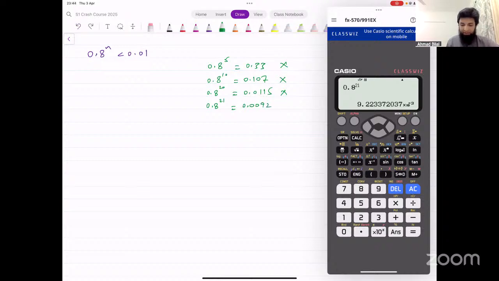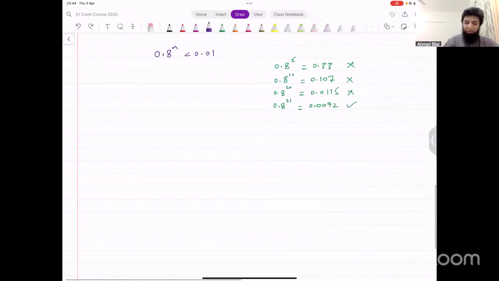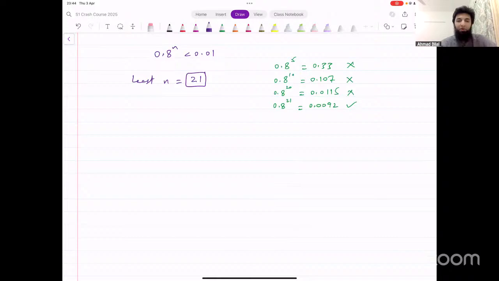Is that less than 0.01? Yes, that is less than 0.01. So 20 did not work, 21 worked. That's the least possible value of n that makes this probability less than 0.01. So you say the least value of n is 21, and that's your final answer, 21. You can do it using trial and error like this as well, as long as you show the working that I've shown on the side.